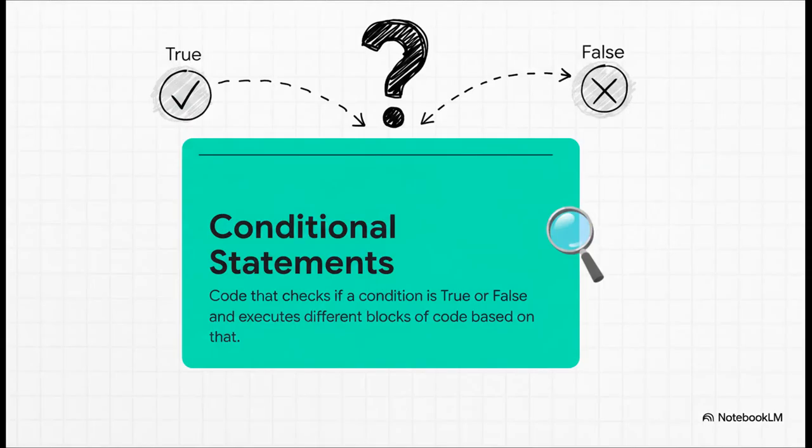So let's get just a little more technical for a second. A conditional statement is basically a fork in the road for your code. It asks a really simple question that has a yes or no answer, or, in programming speak, a true or false answer. And depending on that answer, it decides which path to take.